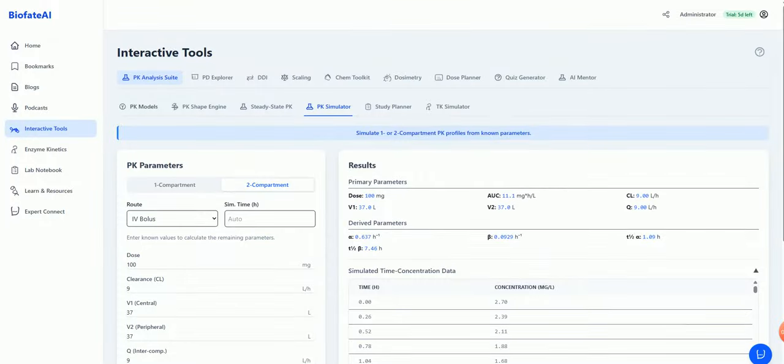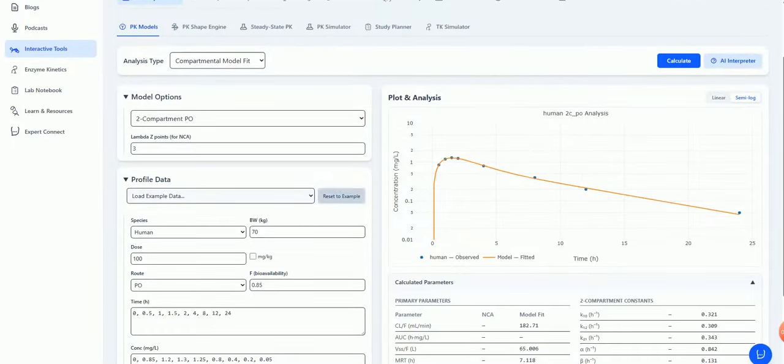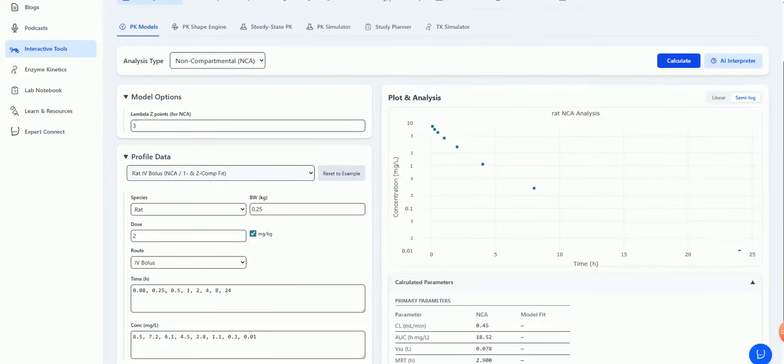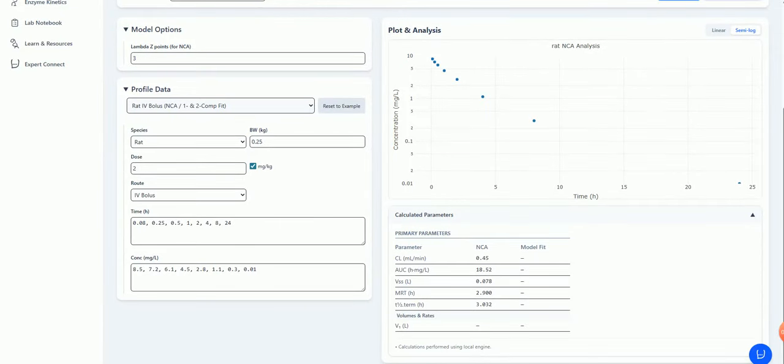Now, let's look at the retrospective analysis using the PK models engine. This is for when you have actual experimental data. I'll load some rat IV data. First, we run a non-compartmental analysis. Press calculate and instantly we get a lambda z, AUC to infinity, clearance and volume.